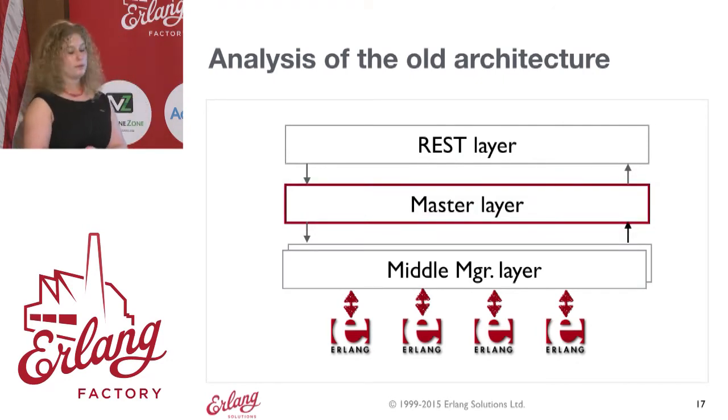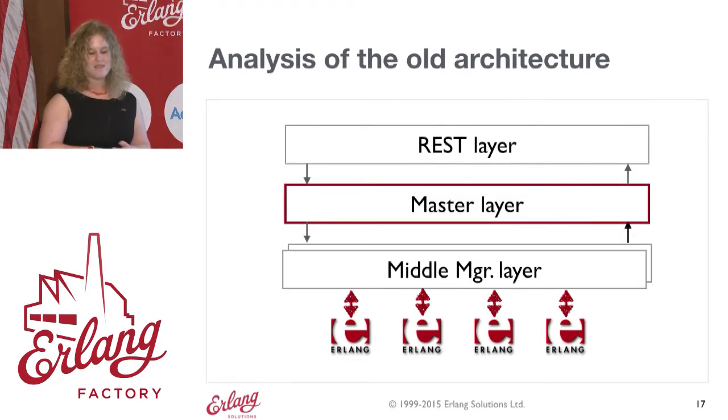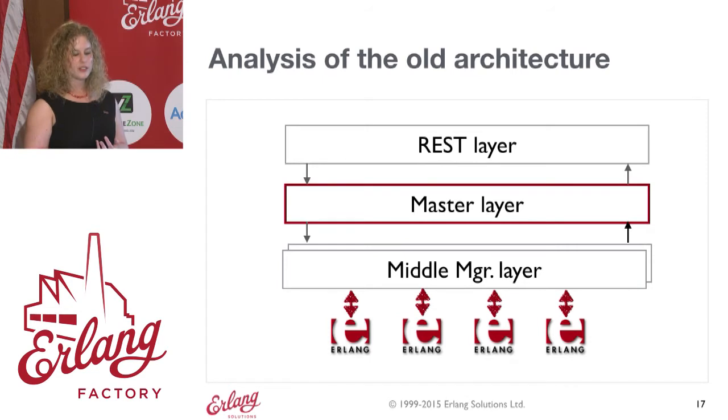But there is always a but. Because of some consistency reasons, the architecture was too centralized. All requests went through all the layers, including the master layer, that managed the centralized data store. So the problems were: requests were serialized, and the centralized data store was a single point of failure, and also a bottleneck.